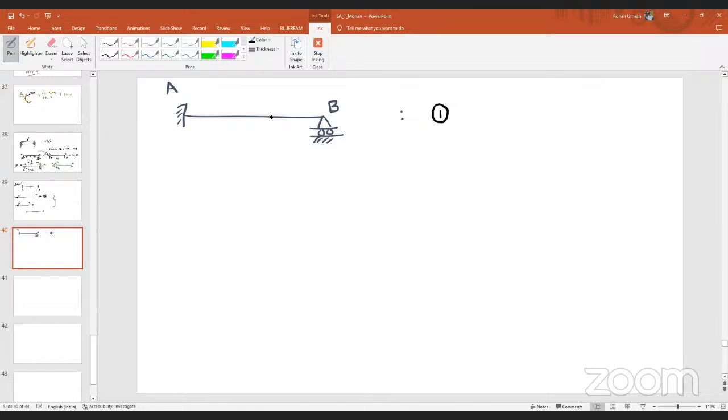By introducing hinges. That means the number of reactions should decrease, right? Yes, sir. That means if I remove support B, determinate or indeterminate? Determinate, sir. At A, I have considered a fixed support. Instead of fixed support, I can consider pin reaction or hinge reaction. Still it is determinate.